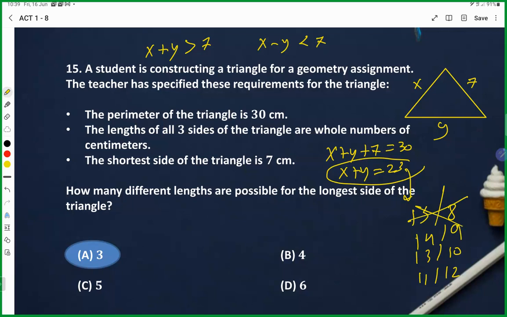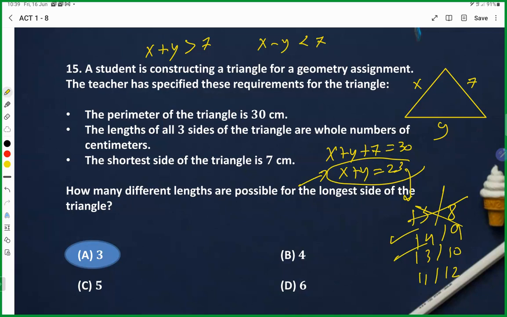The other three choices. 14 plus 9, yes, it's greater than 7. And 14 minus 9, yes, less than 7. This choice is accepted. Remember, the sum should always equal 23. 13 plus 10, yes, it's equal to 23. And 13 plus 10 is greater than 7, and 13 minus 10 is less than 7. This choice is accepted.